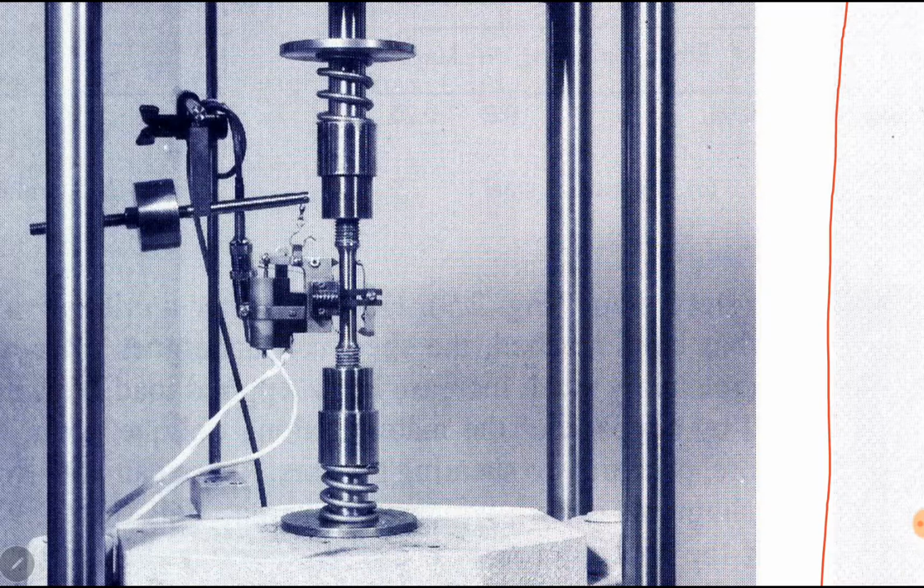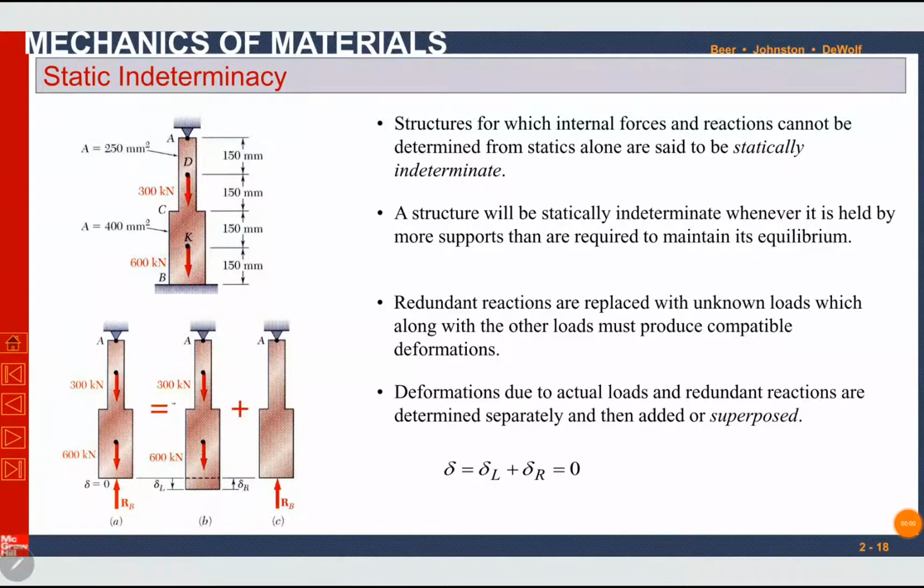Let us move further. The next topic is static indeterminacy. Static indeterminacy means that the number of unknowns in a problem cannot be found using the laws of statics, that is the laws of equilibrium, by applying the equations of summation of forces equal to 0 and summation of moments equal to 0.